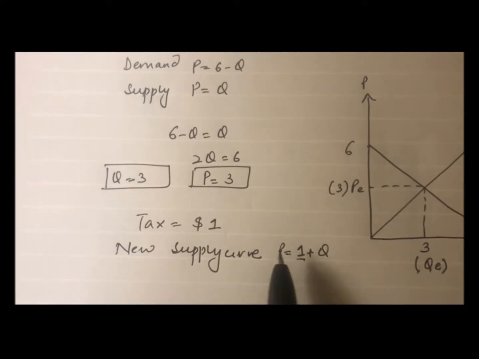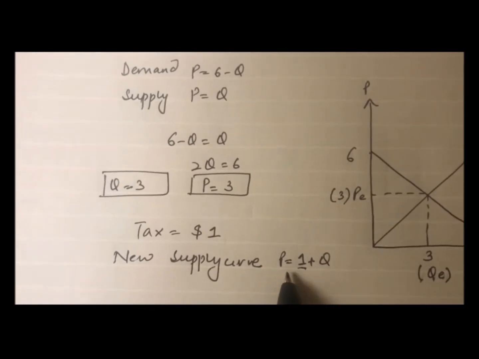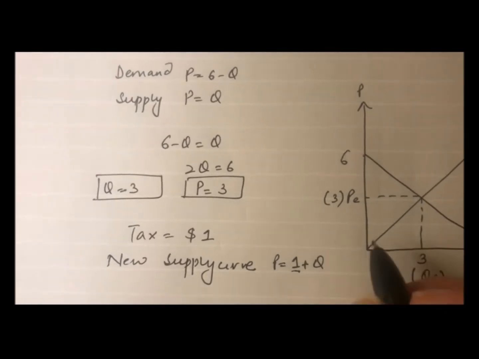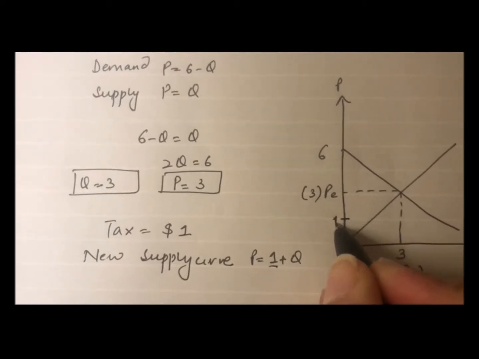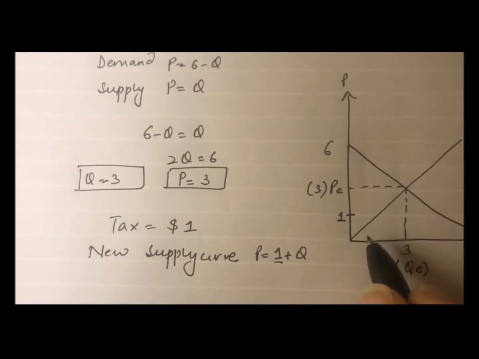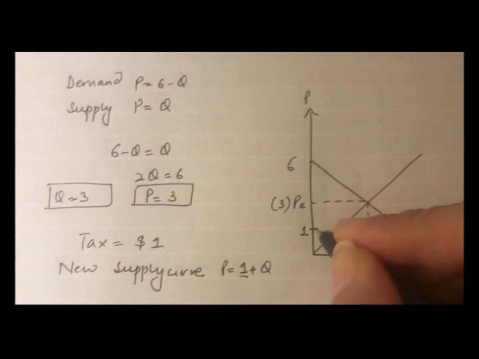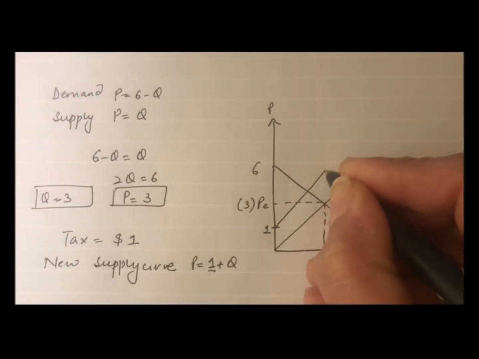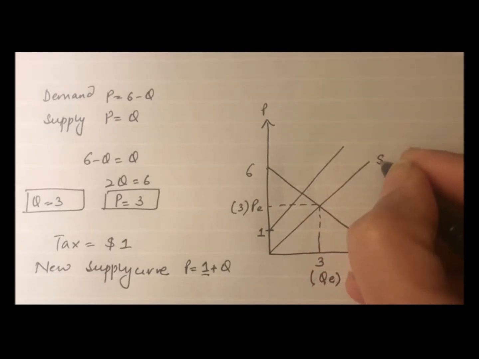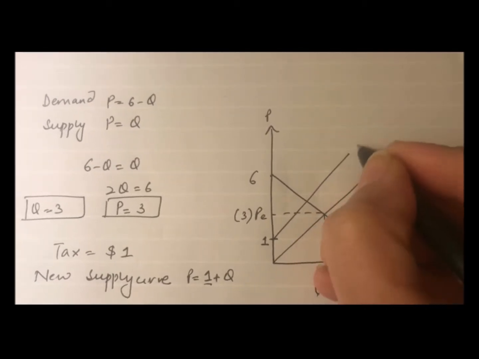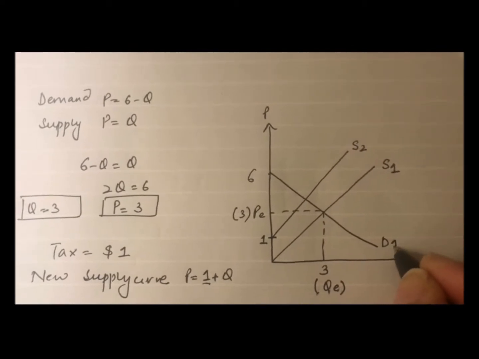Now we will first draw the new supply curve. Here we can see that our intercept is 1. So in the graph it will start from point 1, and our price has increased now, so our supply graph will shift towards the left. So our new supply graph will be like this. I will denote this old supply curve with S1, and this is S2, and this is D1.